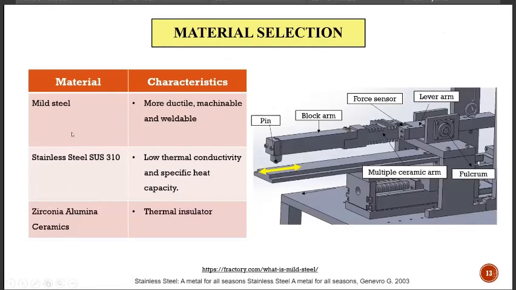There are three materials that have been selected. The first one is mild steel, which is more ductile, machinable and weldable. It makes up most of the material used in the tribo tester. The second one is stainless steel SUS 310. Because of its low thermal conductivity and specific heat capacity, it is used to build the block and the lever arm. The third one is zirconia alumina ceramic. Because it is stable up to 800 degrees Celsius, it acts as the thermal insulator in the tribo tester.